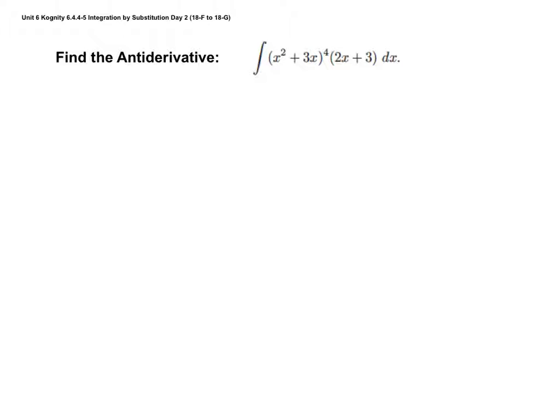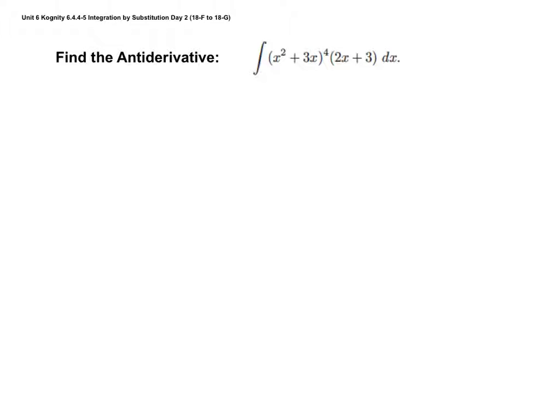All right. For example, here's one that's a little more complicated. We have the integral of x squared plus 3x to the 4th times 2x plus 3 dx. Now, what do you think u is going to be in this case? It'll be x squared plus 3x, because there's a power. That's really good thinking there.